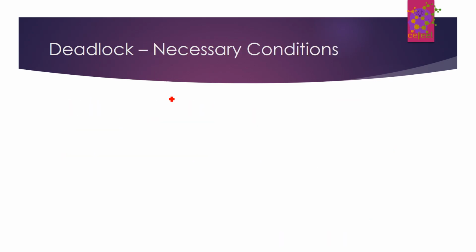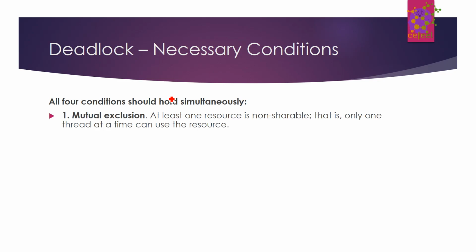Alright, now the important part of the video, which is the necessary conditions for a deadlock to happen. And remember, there are 4 conditions, and all 4 conditions should hold simultaneously. If any one of them does not hold, deadlock will not happen. So let's see what these 4 conditions are. The first condition is mutual exclusion, which means at least one resource must be non-shareable, which means it cannot be shared simultaneously by processes. Only one process can use it at a particular time.